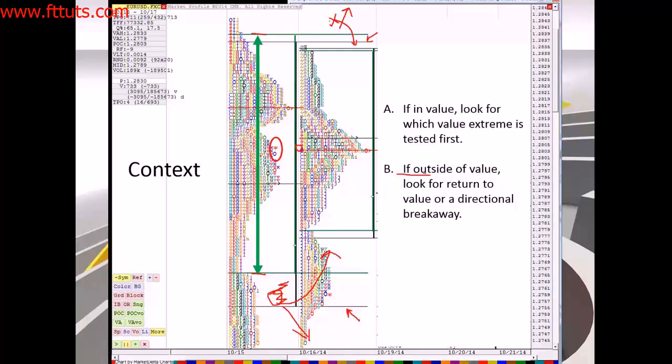Now, here we open in value, and so what we're going to look for is which value extreme is tested first. And of course, once that value extreme is tested, we want to know the results of the test. Did it hold or did it not hold? In this case, you will note that the market moved upwards to continue to test the value area high extreme. It didn't quite make it all the way to the activity value area high, but it certainly came quite close to the volume value area high.